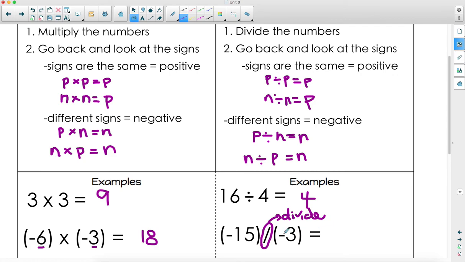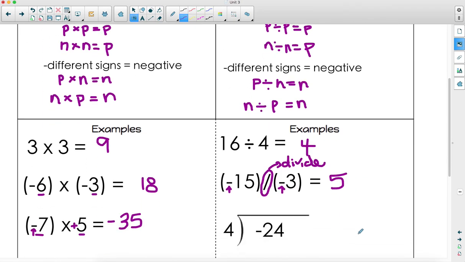Okay, so 3 goes into, I'm just going to do the basic division. 3 goes into 15 5 times. Go back and look. I have a negative and a negative. Since they're the same, our answer is a positive. Okay, next one. Here's another way to see a division question. I have negative 24 divided by 4. So we're going to do some basic division here. 24 divided by 4 equals 6. And then I'm going to go back and look at my signs. I have a negative number divided by a positive number. So since their signs are different, they do not match. That's not a good thing. We get negative 6.